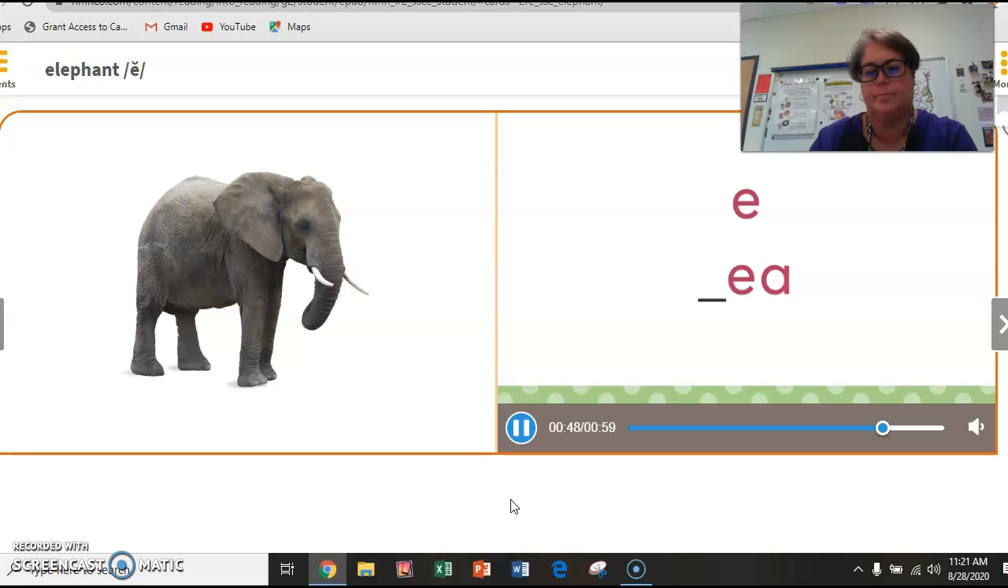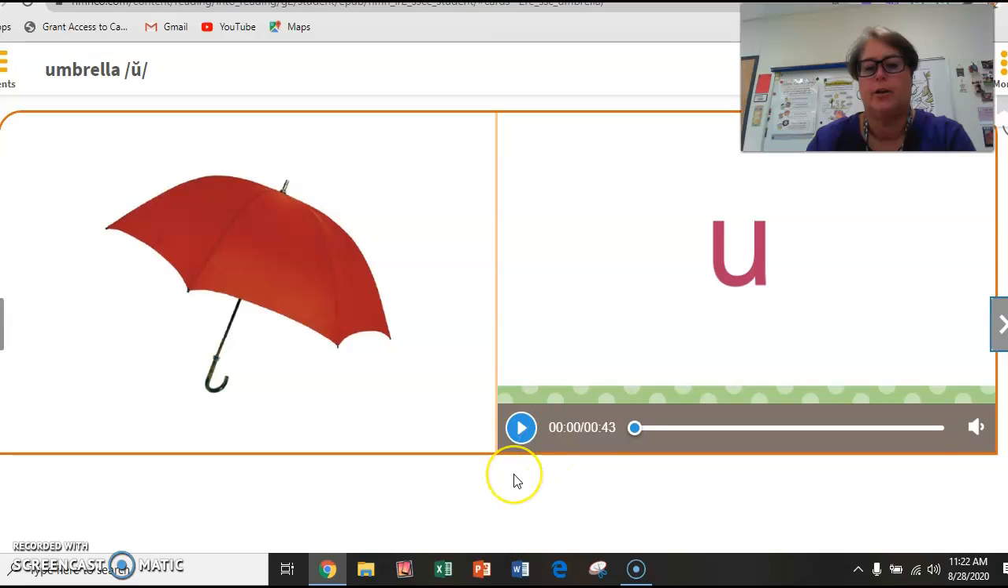Now look at the next spelling. When E is not the first sound in a word or syllable, the letters E-A together can stand for the short E sound. So let's make the E sound one more time. E, A.